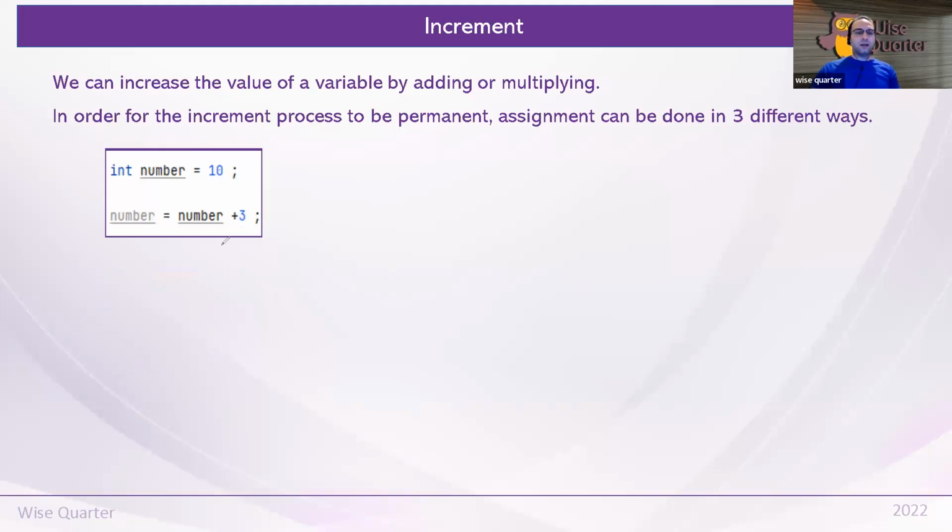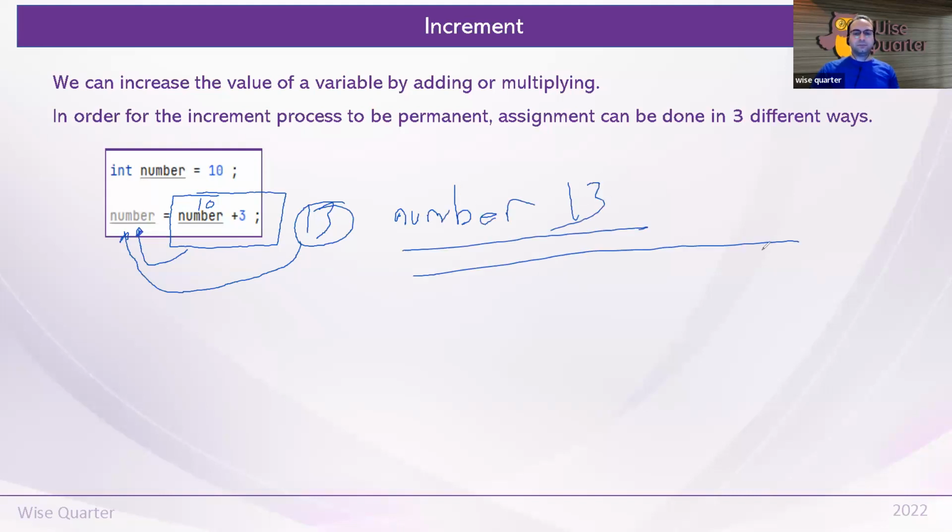But of course, it's not like this. When we see an assignment equal symbol like this, first we need to calculate the right side of the assignment. Then we will assign it. First calculate 10 plus 3, which will be 13, and we will assign this value to number. After this line, number will be 13. From now on, when I say number, the computer will say 13.